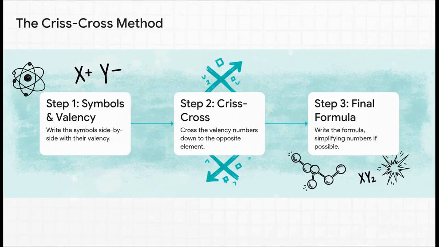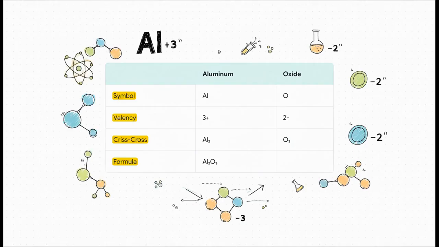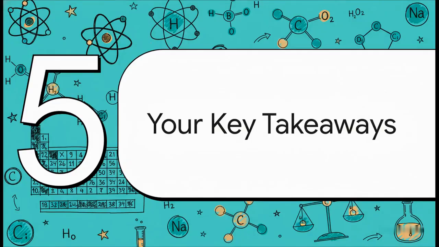2. Now, to actually use valency, chemists came up with this awesome little trick called the crisscross method. It's a super simple set of steps that lets you figure out the exact ratio of atoms you need for a compound. Let's just do one together. Say we want the formula for aluminum oxide. Okay, we write the symbols Al and O. We know aluminum has a valency of 3 and oxygen has a valency of 2. Then you just crisscross those numbers. The 3 from the aluminum goes down next to the oxygen, and the 2 from the oxygen goes down next to the aluminum. And there it is. The formula is Al2O3. Simple as that.